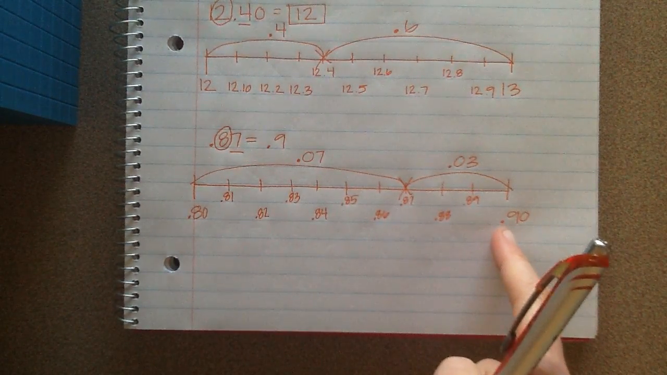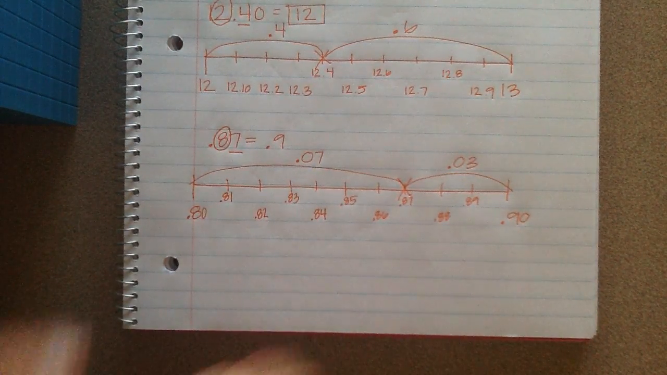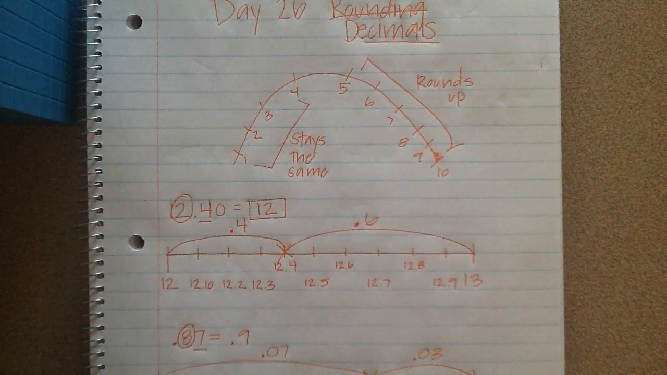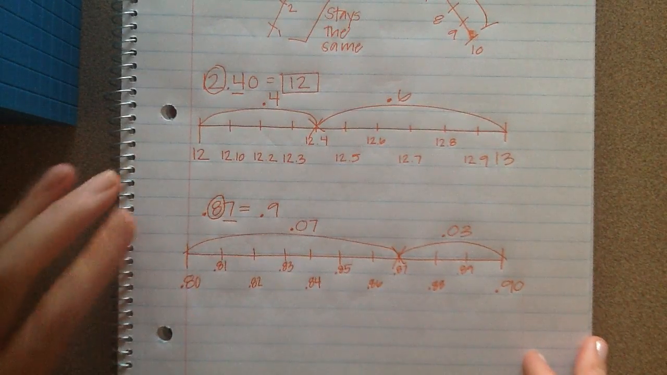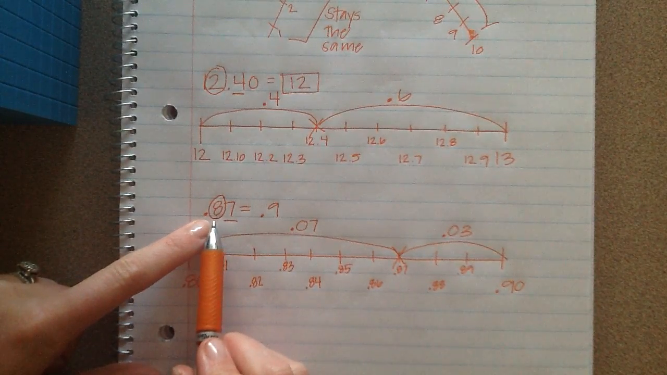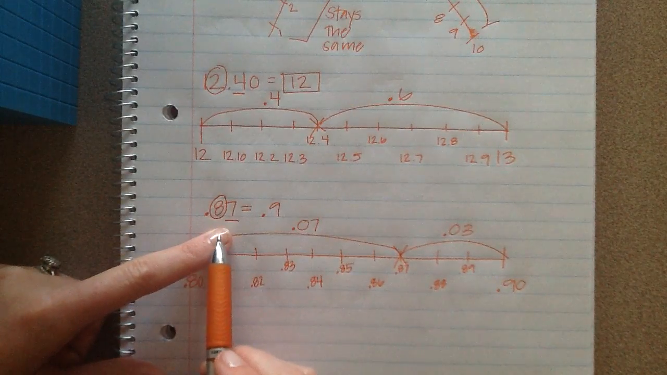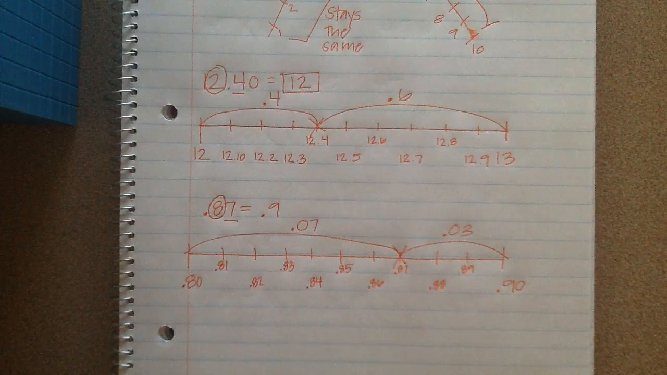Okay, so this is a method you can use. I'm sure you've been taught many methods. You've been taught the roller coaster method, the mountain method. You circle something, you underline something. Remember, you're circling the number you're rounding to. You're underlining the number to the right. The number that you underline is the one that we use to determine if we round up or stay the same.